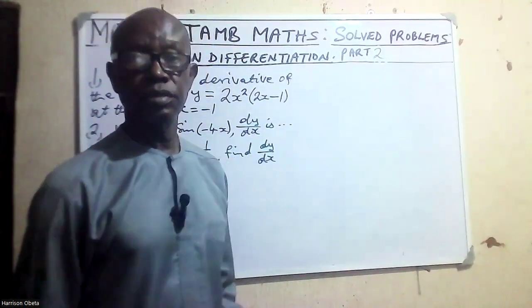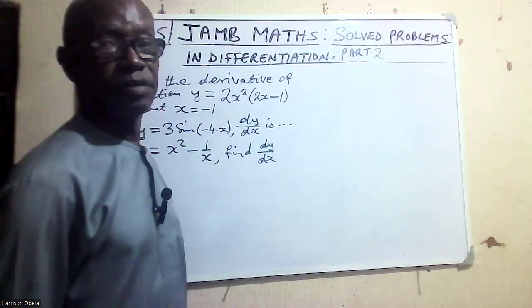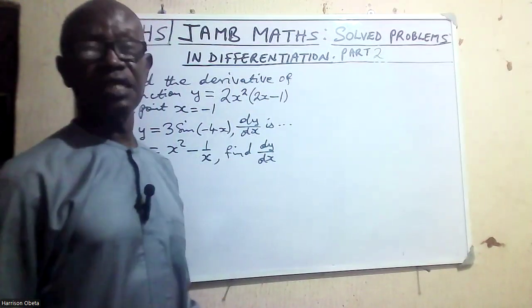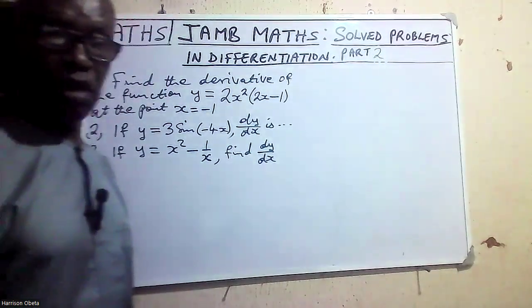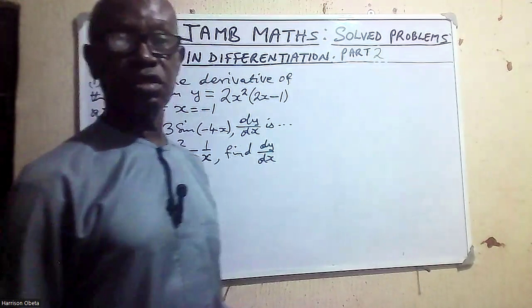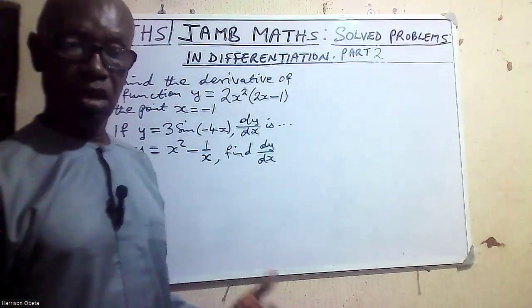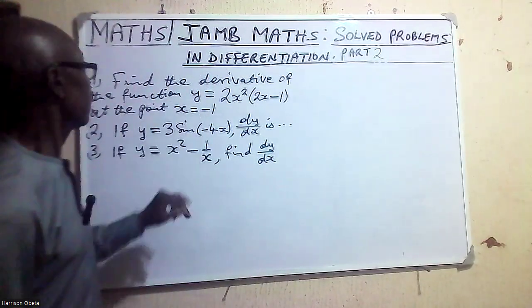Welcome to part 2 of JAMB questions under differentiation. As usual, in the first one, we solved 5 questions. This one, we're also going to solve 5 questions. But first of all, we have 3.